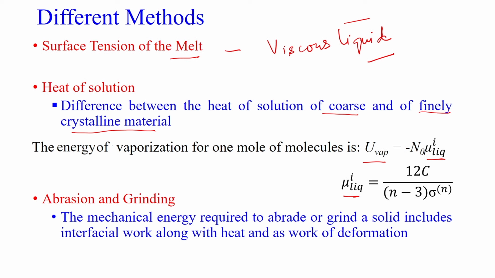Next method is the abrasion or grinding. Whenever you are going to do some mechanical exercise at the surface, it may be the abrasion, it may be the grinding, then you require energy, and that energy will also include interfacial energy along with that required for its deformation, maybe abrasion or grinding. So, whatever energy you are supplying, it includes both the interfacial work as well as the deformation work. So, in this way also we can calculate the surface energy of solids.